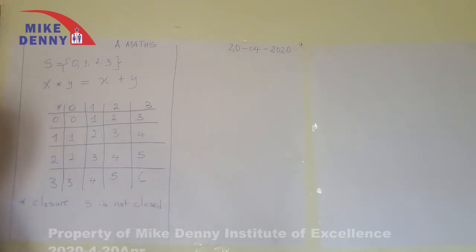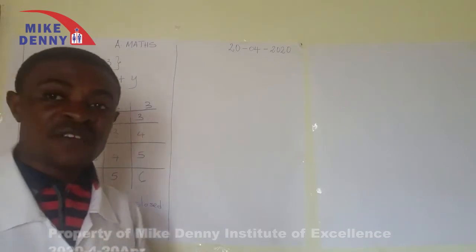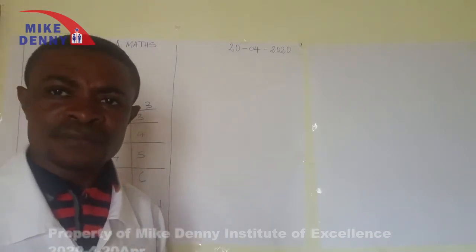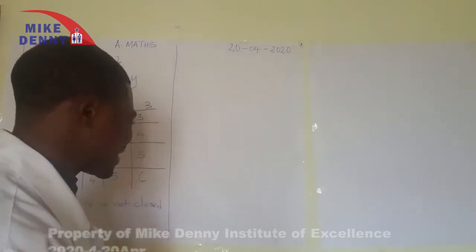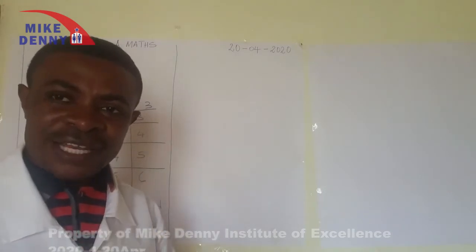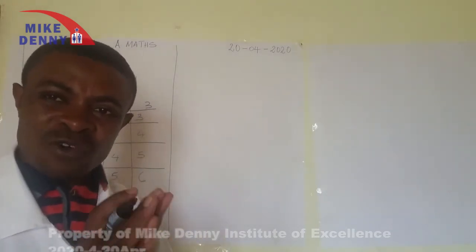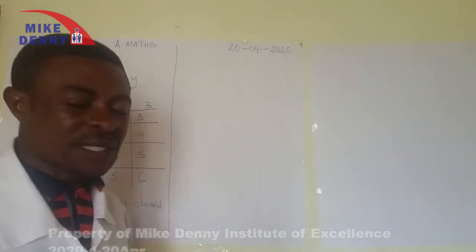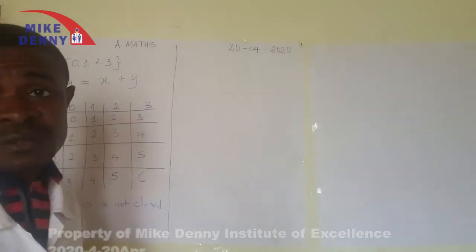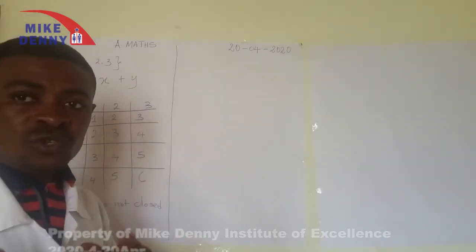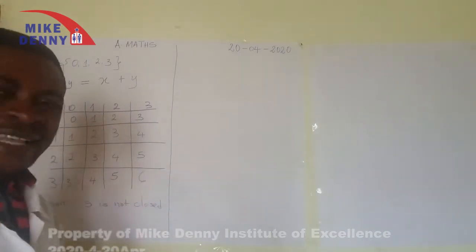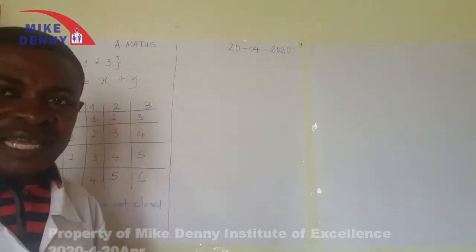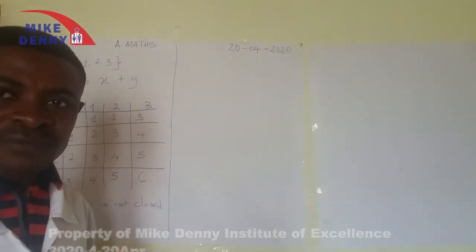I'm done with the first property. Now, if one of these properties fails, it cannot form a group. The set will never be a group. We should be very careful with this. Initially, you discover that it's not closed, so closure did not hold. So automatically, my set S is not a group. It cannot form a group.